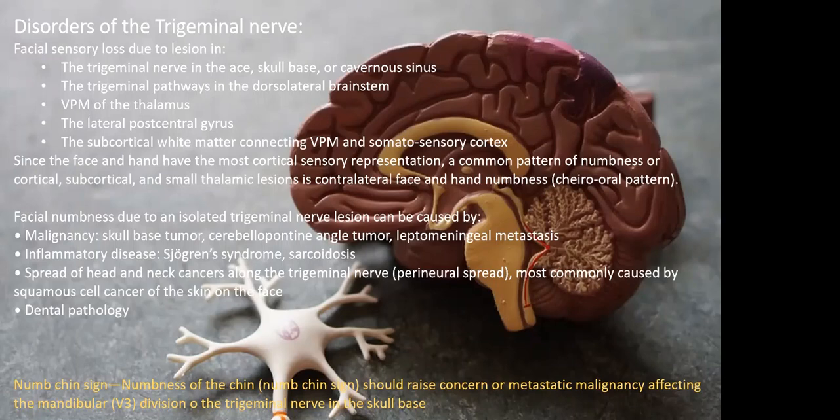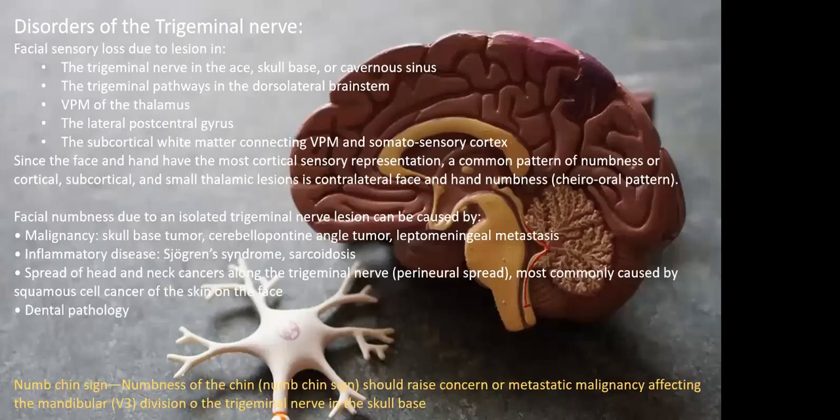Or the trigeminal pathways in the dorsolateral brainstem. As I said, the pathways are similar to the sensory pathways we just learned, and they arise together with the 9th, 10th, and 11th cranial nerves. So any disorder in the trigeminal pathway also affects the other cranial nerves.